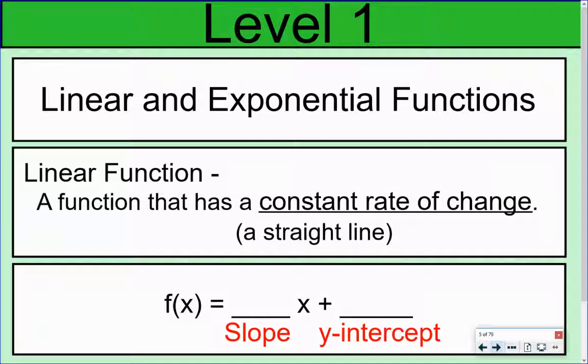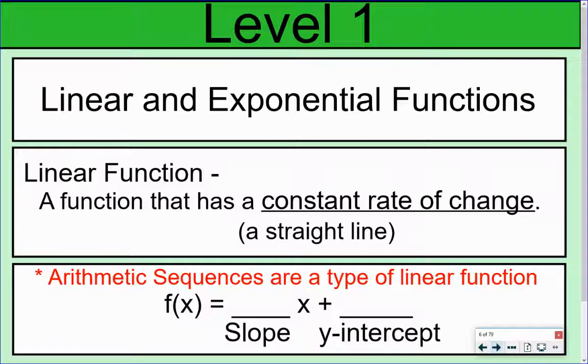Okay, so in a linear function, it's going to be your slope and your y-intercept. When you have a sequence, it's your constant difference and your zeroth term. They both have the same meaning, or they're both used the same. So an arithmetic sequence is a type of linear function.